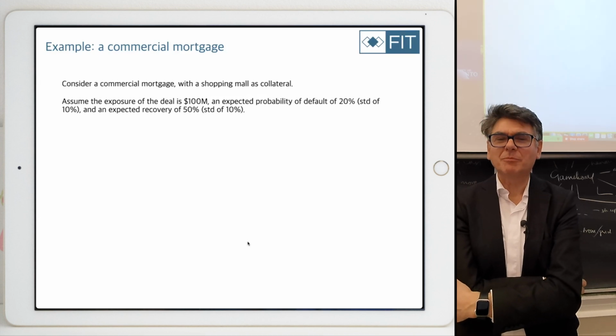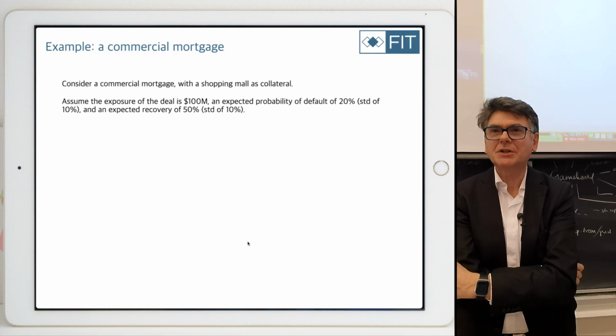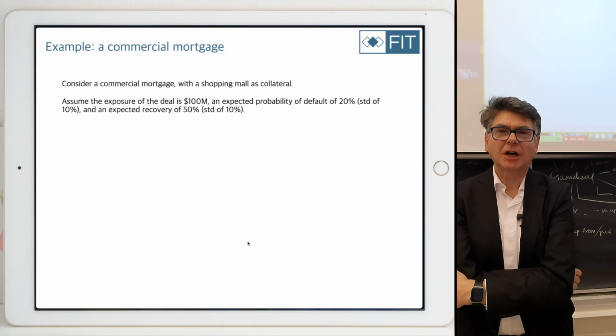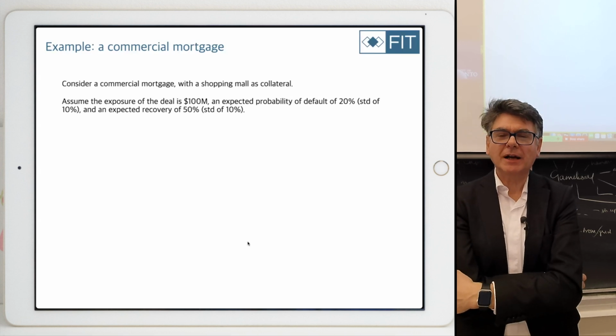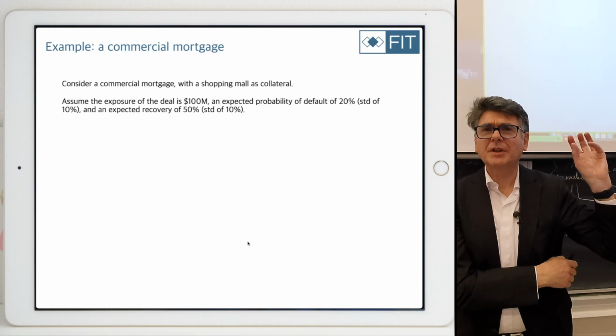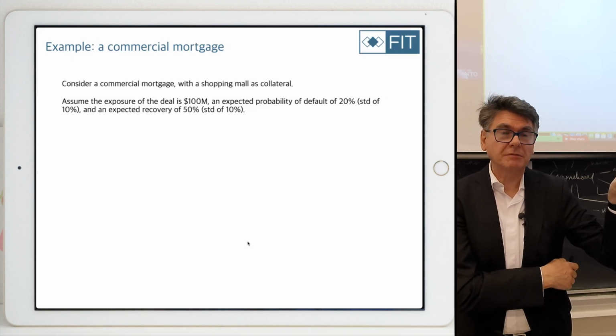So let me give you some numbers. Imagine I have a commercial mortgage, shopping mall is the collateral, and the mortgage is $100 million because it's easy to multiply by 100. It has an expected probability of default of 20%. Remember that there was this default process there? The probability of default was the expectation, right?